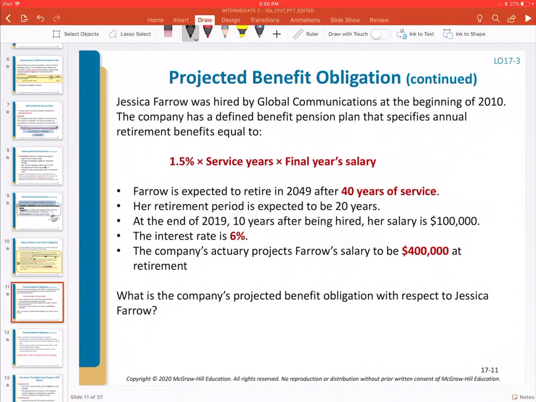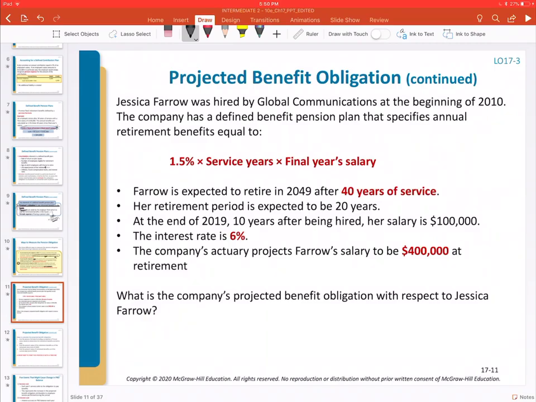Her name is Jessica Farrow. She was hired by us. We are Global Communications, at the beginning of 2010. And we offered her a defined benefit plan. And the retirement benefit formula is listed there on the slide. It's going to be 1.5% of service years.